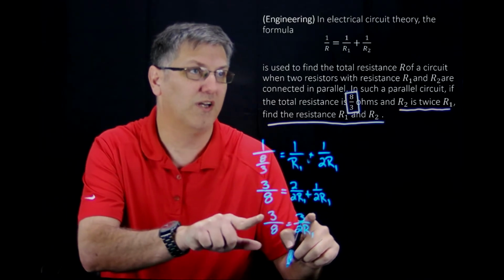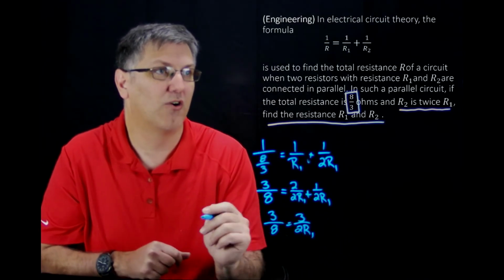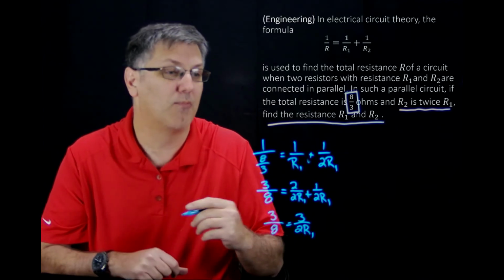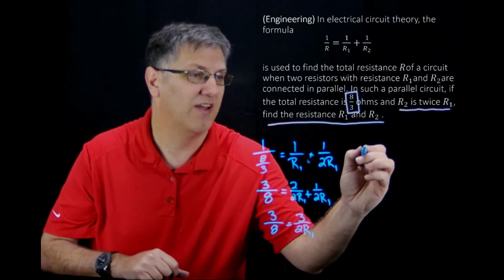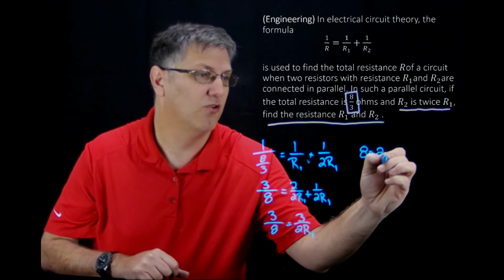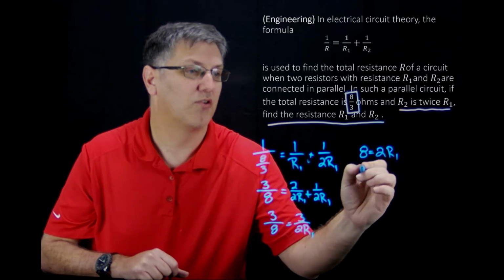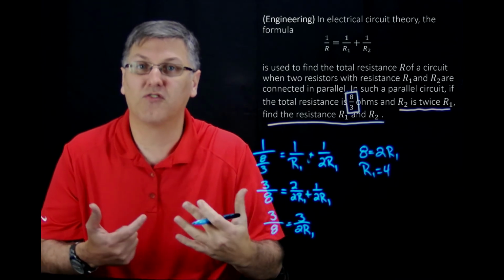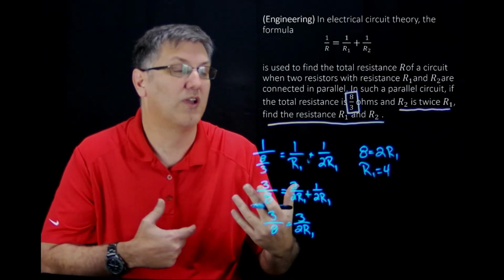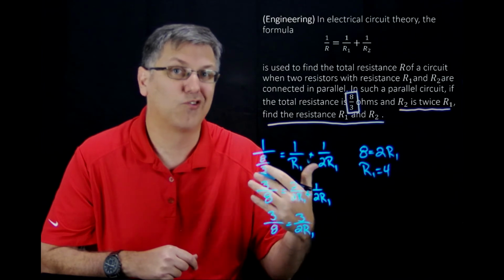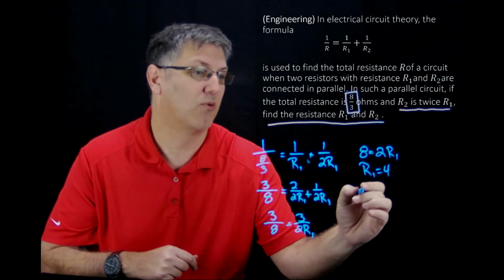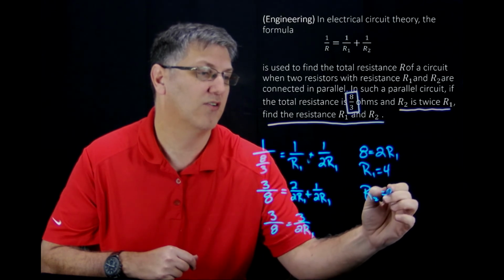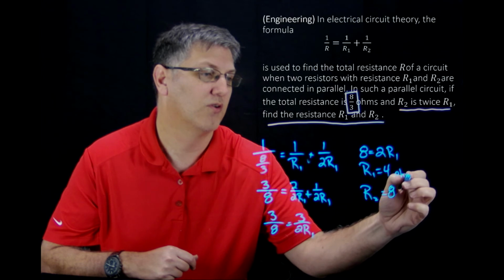Now if you see these 3's right here, because these 3's are the same, we know that my bottoms have to equal each other, so we can use a property called the one-to-one property, and we just simply say that 8 equals 2 R sub 1, divide both sides by 2, and we get R sub 1 is 4. So now I have my first resistance. My resistance of R sub 1 is 4, and we know R sub 2 is twice the amount of R sub 1, so I just multiply 4 by 2, and I'm going to get my resistance of my second resistor is going to be 8, and of course these are ohms.